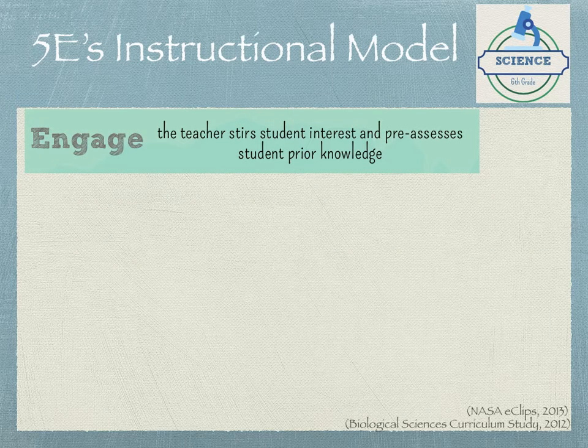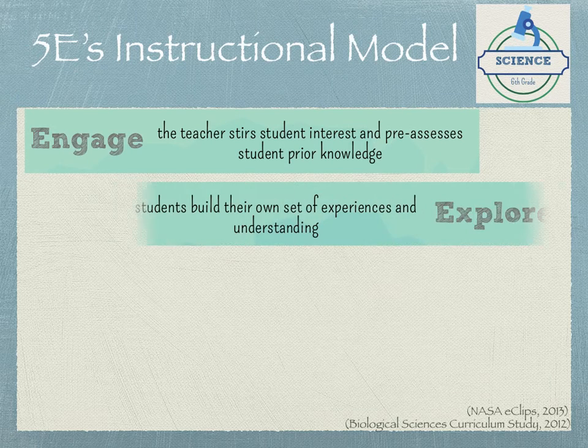The 5Es instructional model consists of 5 phases: engage, explore, explain, elaborate, and evaluate. In the first phase, engage, the teacher provides activities to capture students' interest and help them make connections with what they know and can do. The teacher can also use this as an opportunity to pre-assess student understanding of the concepts addressed in the lesson. In the second phase, explore, the teacher provides minimal explanation or instruction, and the students are given the opportunity to create a common set of experiences.